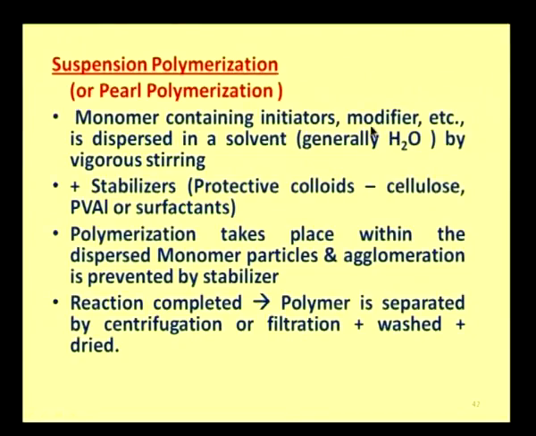This is also called the pearl polymerization because the formed products are bead forms or pearl shaped products. Here in this case, monomer containing initiators, modifiers, etc. is dispersed in a solvent. Generally the solvent used is water, with vigorous stirring. Along with this vigorous stirring, you also add stabilizers, which are basically protective colloids like cellulose and polyvinyl alcohols, or surfactants or surface active agents are also used as a stabilizer.